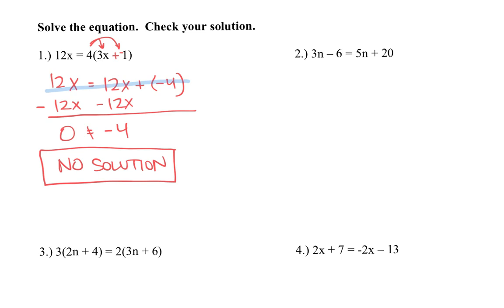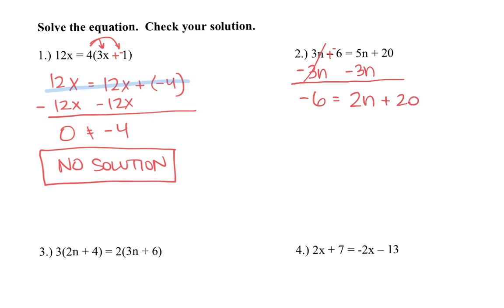All right, let's try number 2. My goal is to first get my variable parts to the same side. So you could either subtract 3n from both sides or subtract 5n from both sides. I'm going to go ahead and subtract 3n because I'd rather keep it positive if I can. That's just my preference. So over there they cancel. If it helps, keep change, change. So I have -6 equals 2n plus 20.